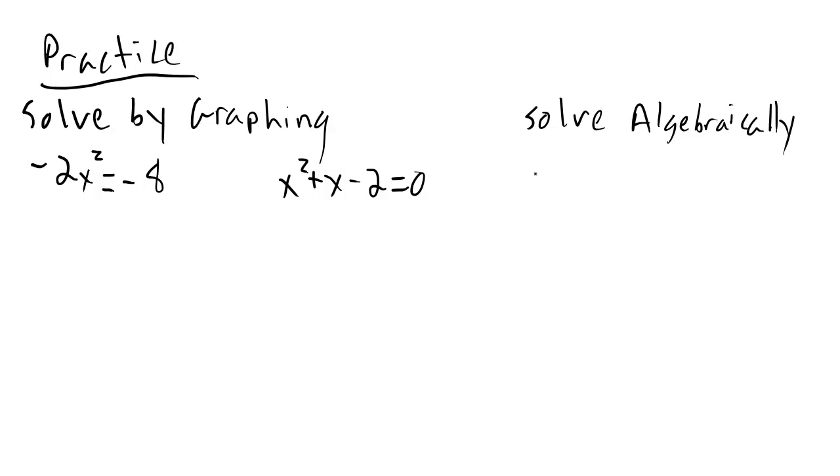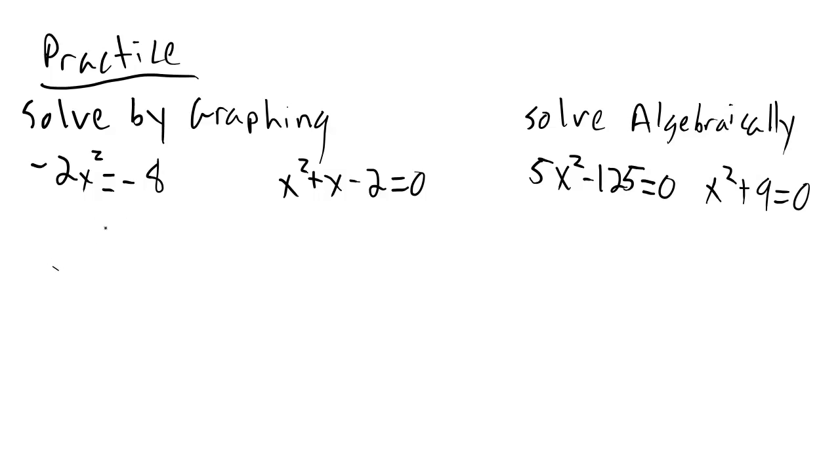Let's have you solve 5x squared minus 125 is equal to 0. Let's have you do x squared plus 9 is equal to 0. So, pause the video right now, go ahead and practice each of these problems, and then we'll meet back up once you've finished those.